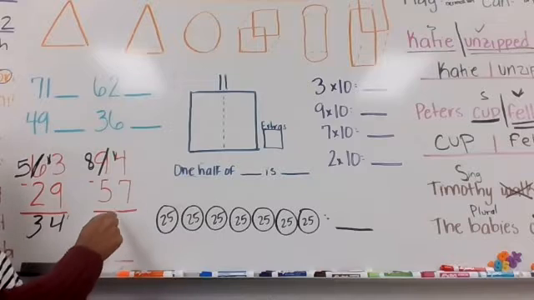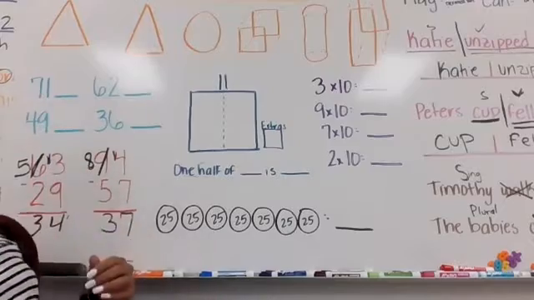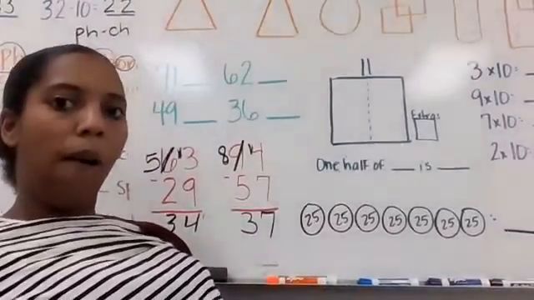14 minus 7 is 7. And 8 minus 5 is 3. Good. All right. Awesome. Did anybody get that one too? 37?